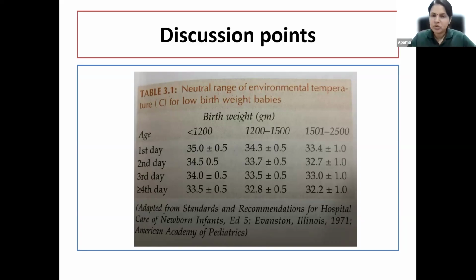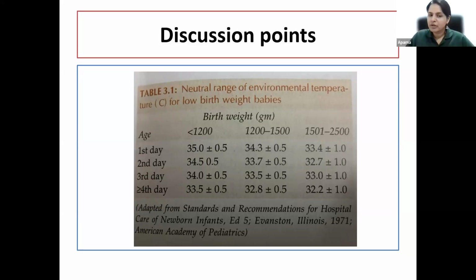So for example, for a baby who is born at less than 1,200 grams on day 1, the thermoneutral zone can be 35 degrees plus or minus 0.5 degrees. So the environment has to be that warm for the baby to maintain its temperature. Whereas for a baby who is born at say 1,500 to 2,500 grams, above the 4th day, it will come down to around 32 degrees plus or minus 1 degree centigrade. So this helps us to roughly guide the air mode while we are using an incubator.